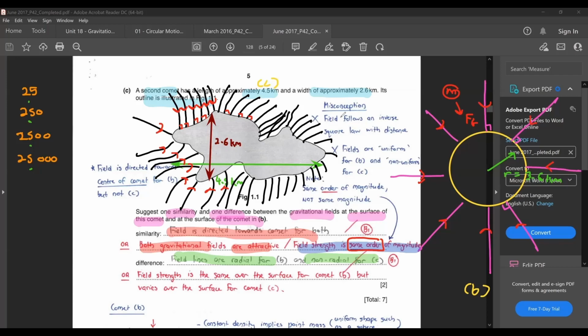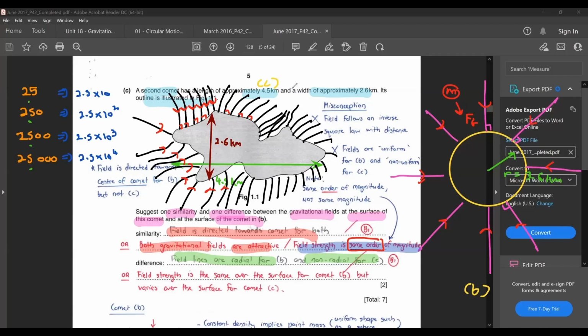Now, to give you a better idea of what order of magnitude is, you can just think of it as this. If I try to write them in scientific notation, 25 will be 2.5 times 10. 250 will be 2.5 times 10 power 2. 2,500 will be 2.5 times 10 power 3. And 25,000 will be 2.5 times 10 power 4. Okay. So when you want to look at order of magnitude, you normally look at the power of tens.